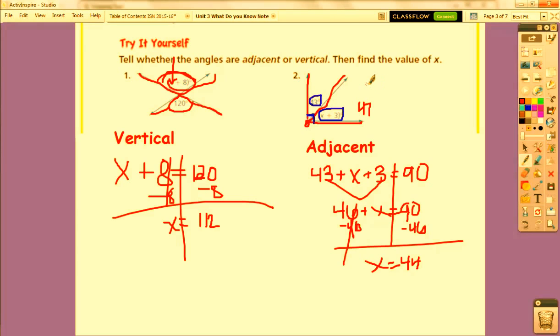Now make sure you notice, adjacent angles are not always equal. This angle was 47, the upper angle was 43. They don't have to be equal to be adjacent.